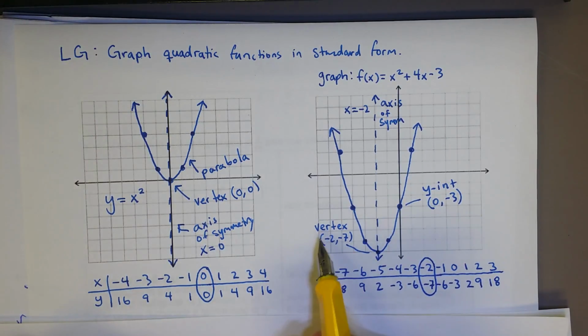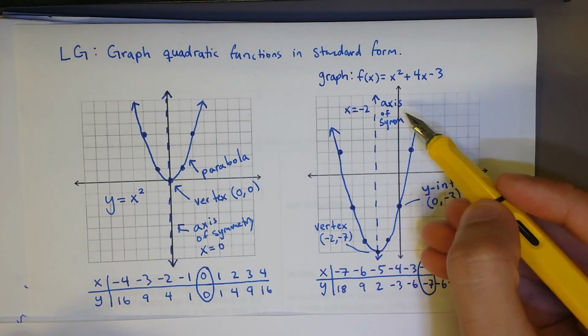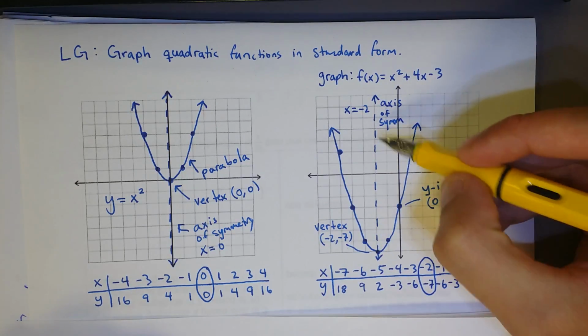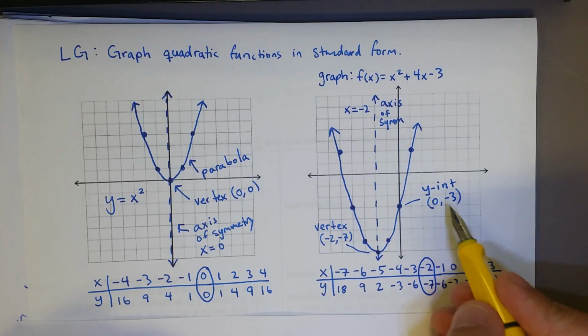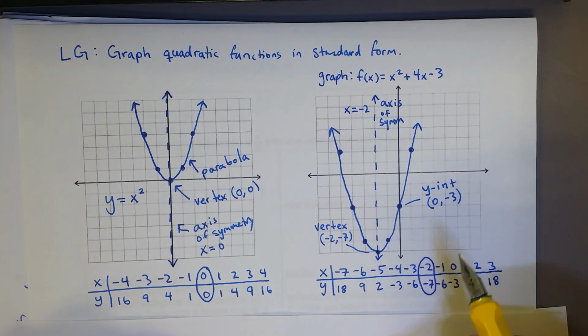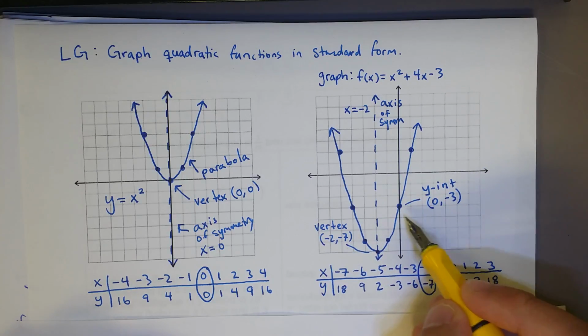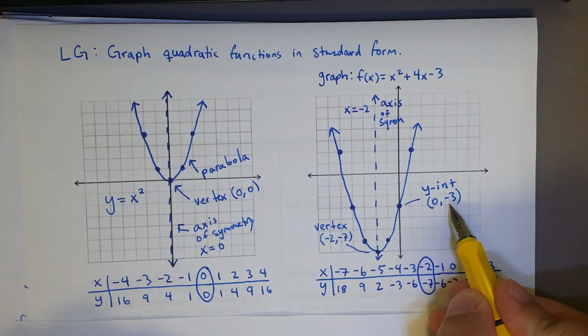So let's see how you did. We've got the vertex labeled here as -2, -7. This was the point that we had identified in our table. The axis of symmetry should be a vertical line that runs through the vertex, and its equation is x equals -2. And the y-intercept, hopefully you remembered this concept from your previous classes, is the point where our curve intersects the y-axis. And this point is 0, -3.